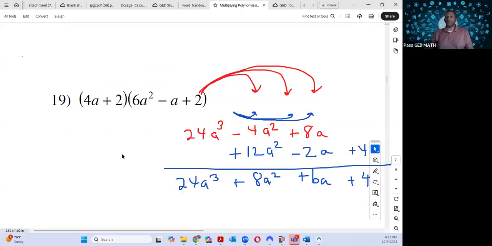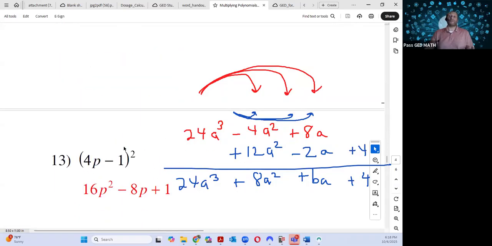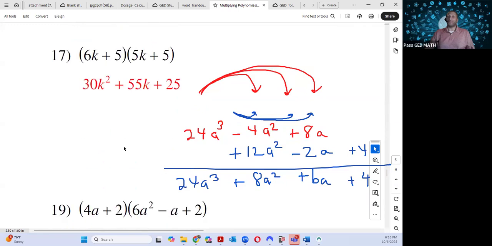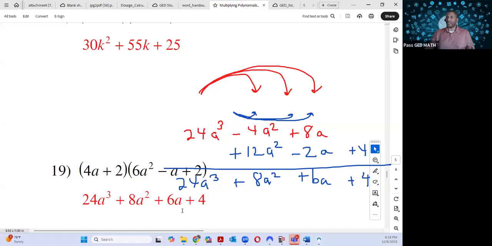Make sure we're right. This is what you should be doing. I barely give any worksheets without the answers because I want to make sure you're right. I don't want you waiting a week to find out if you're right or wrong. That was 19, right? 24a to the third plus 8a squared plus 6a plus 4. I know I'm right. Got me?